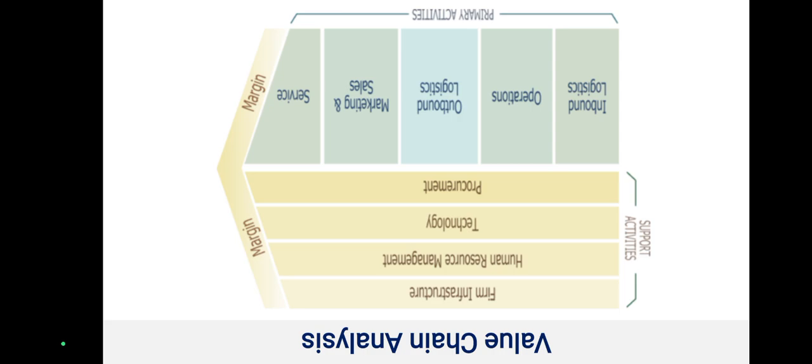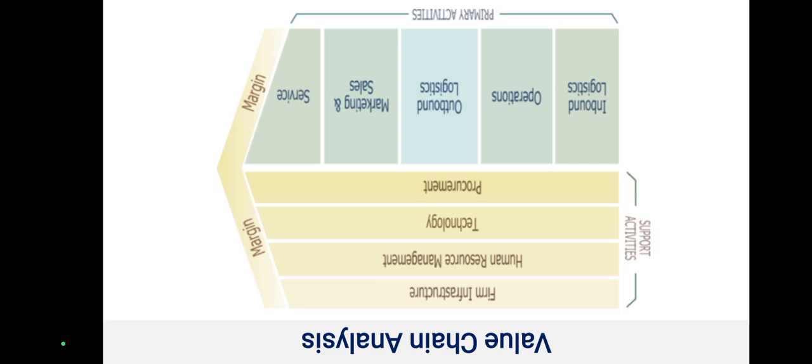Outbound logistics is moving from the manufacturing unit to the customer. Then marketing and sales, that is nothing but advertising or branding. Then service is nothing but after-sales service. You can see the support activities, which are indirectly involved. One is firm infrastructure. Infrastructure is nothing but land, building, furniture, or the capital things.